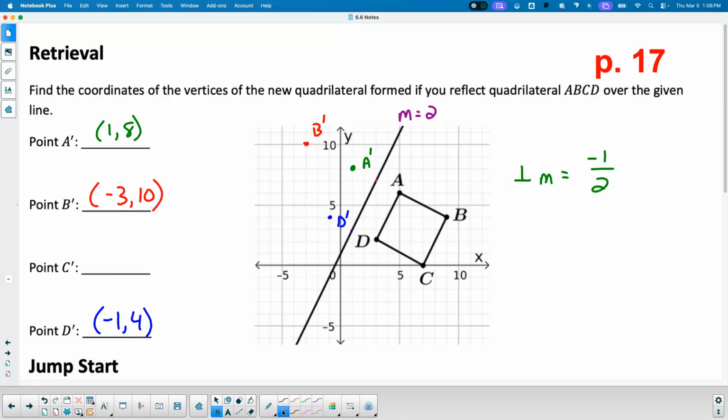Point C: up 1, left 2, up 1, left 2, up 1, left 2, three times gets me to the line of reflection. Up 1, left 2, three more times gets me to the point C prime. Negative 5, 6. And then we can just draw it.